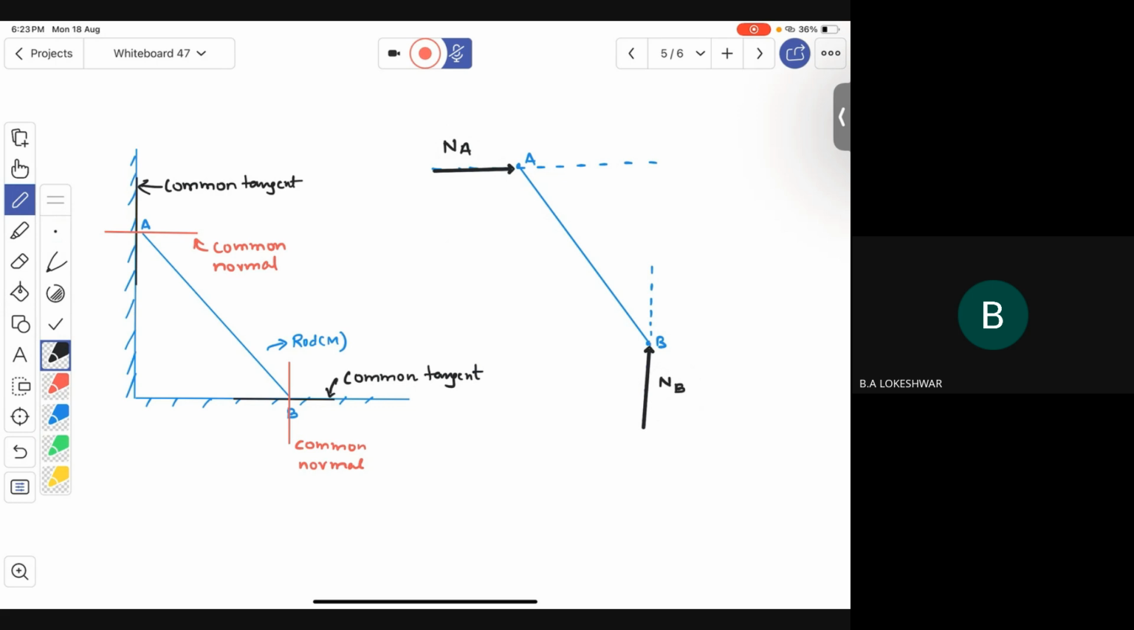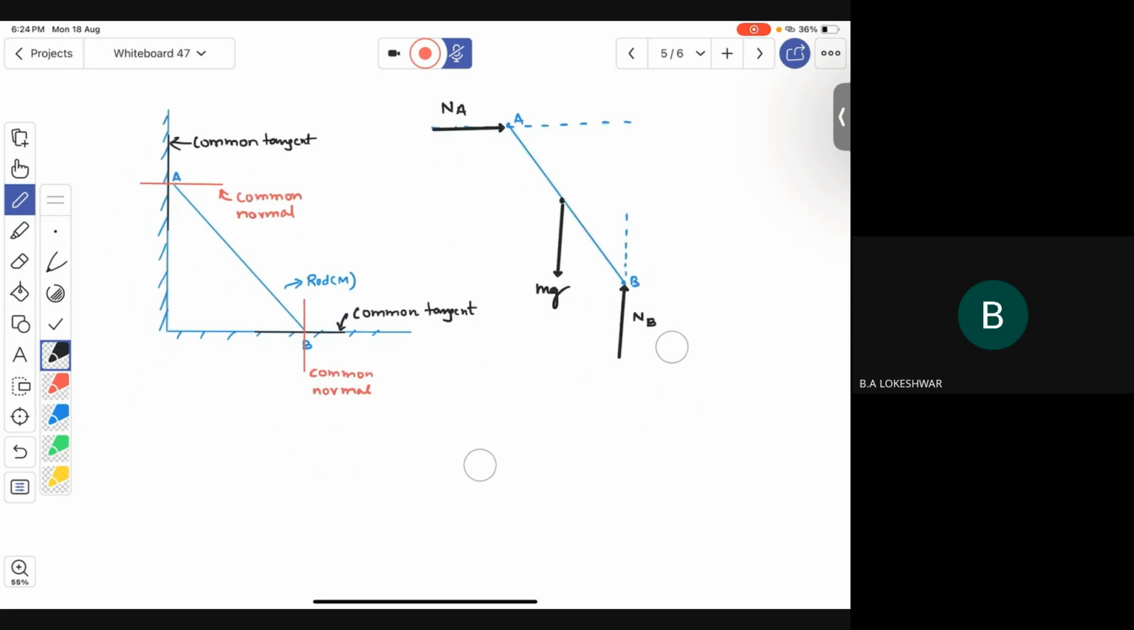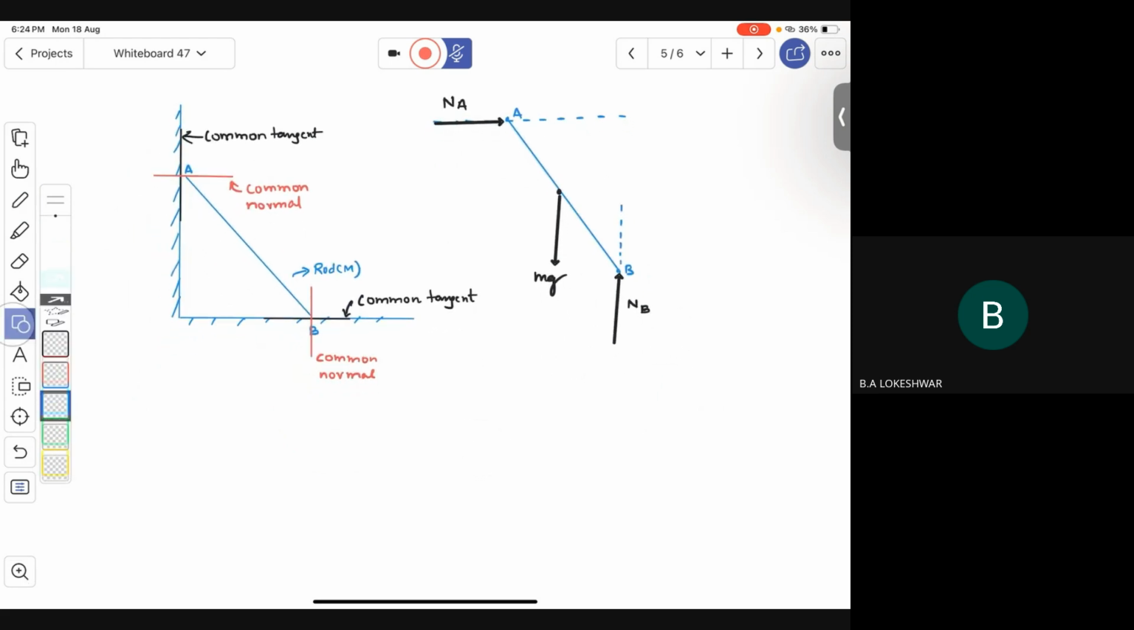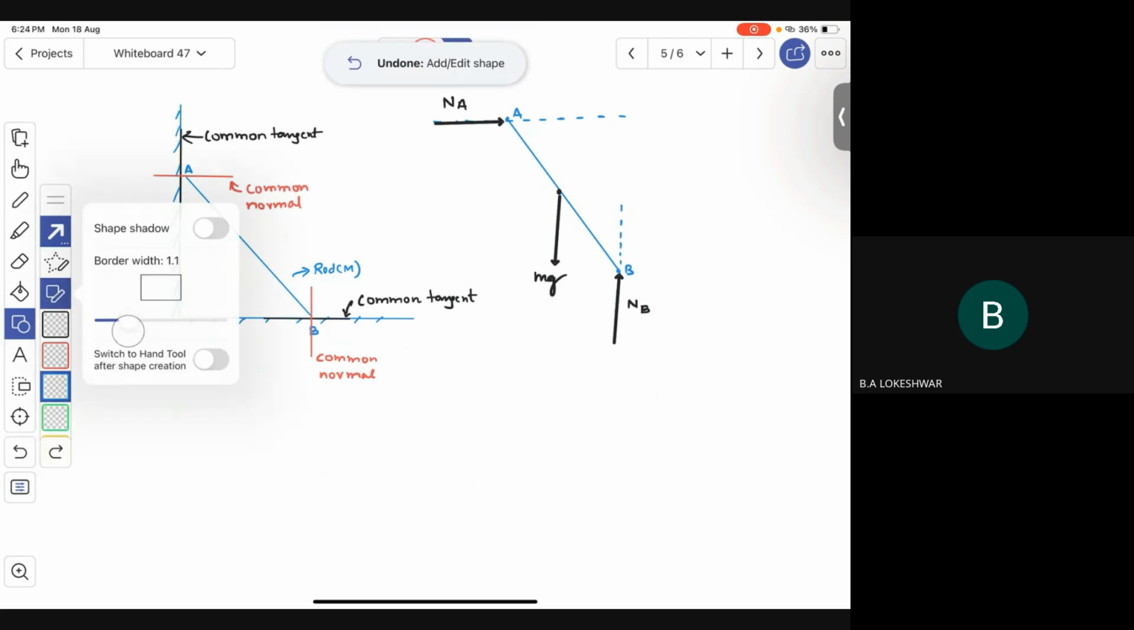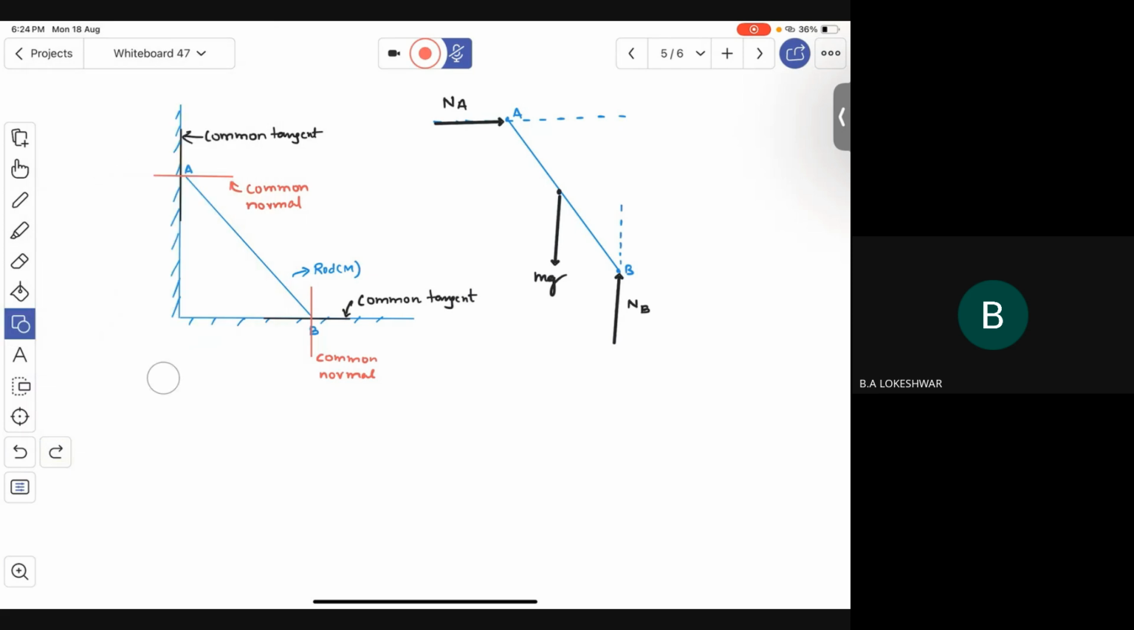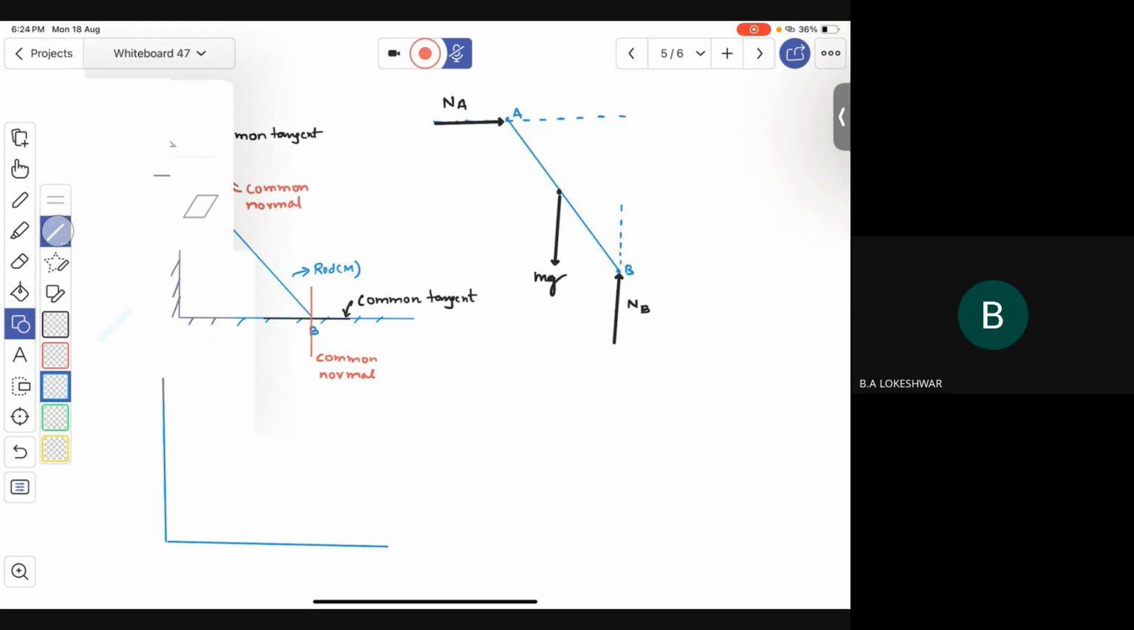And what else will act? One more thing that will act, which is mg. So wherever you think there is the center of the rod, there you will be applying that force of mg. So just I'm drawing the free body diagram, nothing else I'm doing right now. If you ask me how the forces are going to be acting on the wall and the horizontal surface, that too I will indicate.